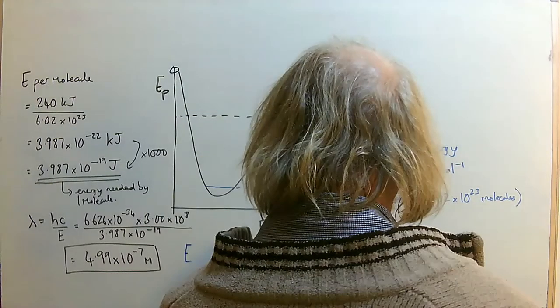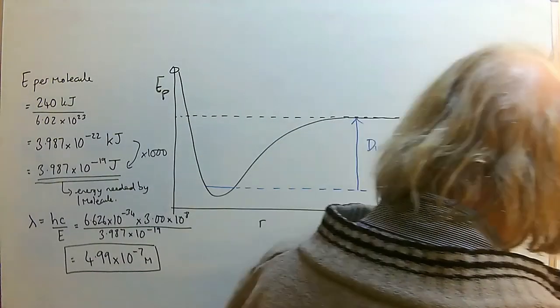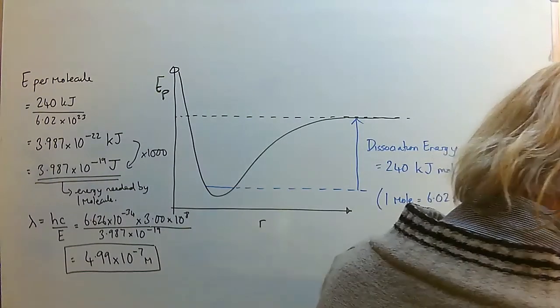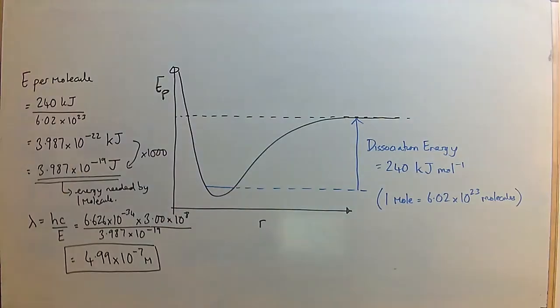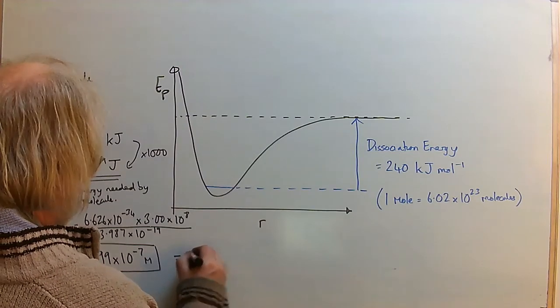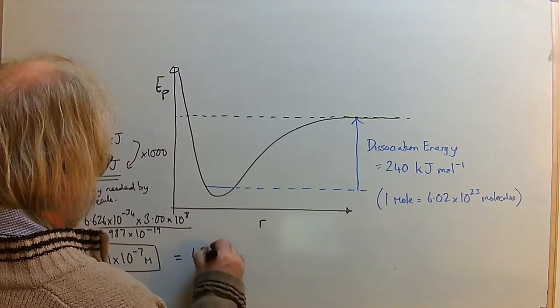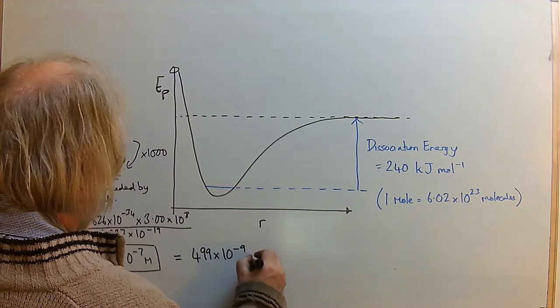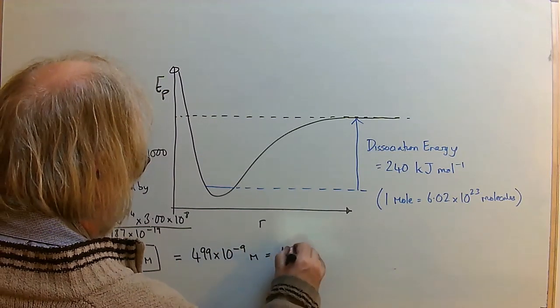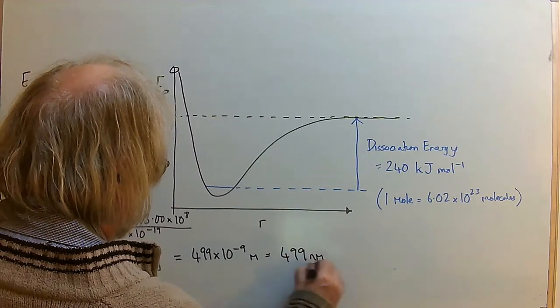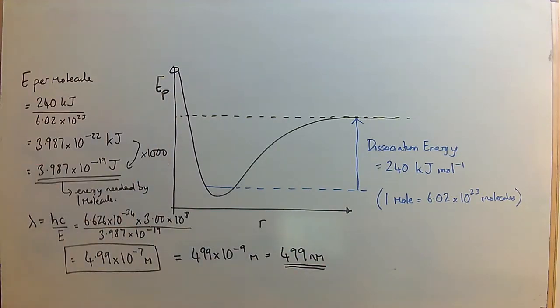Now, people working with light in this kind of wavelength region tend to work in nanometers, which is 10 to the minus 9 meters. So 4.99 times 10 to the minus 7 is 499 times 10 to the minus 9 meters, which is 499 nanometers. So we're going to predict that if we shine light with a longer wavelength than that, it shouldn't be able to trigger the reaction, but if we shine light with a shorter wavelength than that, then it should.